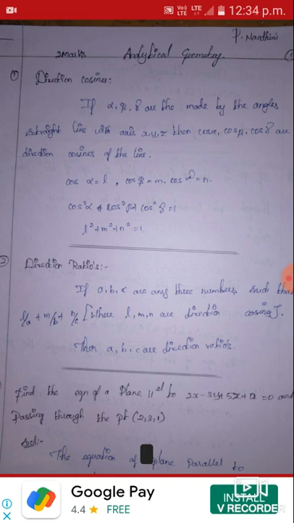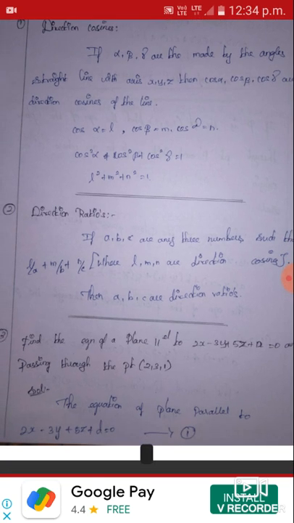Define directional ratios. If A, B, C are any three numbers such that L by A equals M by B equals N by C, then A, B, C are the directional ratios.